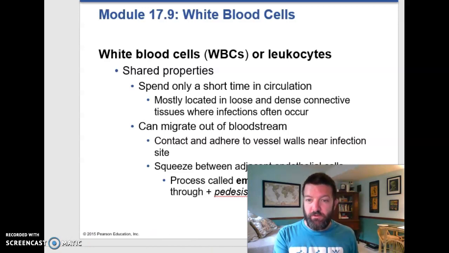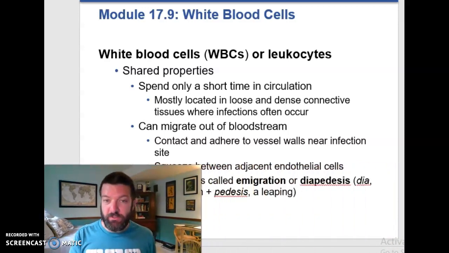So white blood cells, as opposed to red blood cells, erythrocytes, are called leukocytes. They tend to make up a much smaller proportion of the blood cells that you have because they spend a short time in blood circulation, and they tend to then pop off into your tissues where infections can occur. They migrate out of the bloodstream. And you have several types.